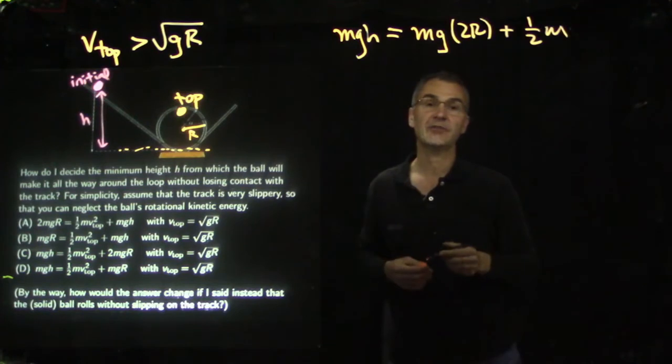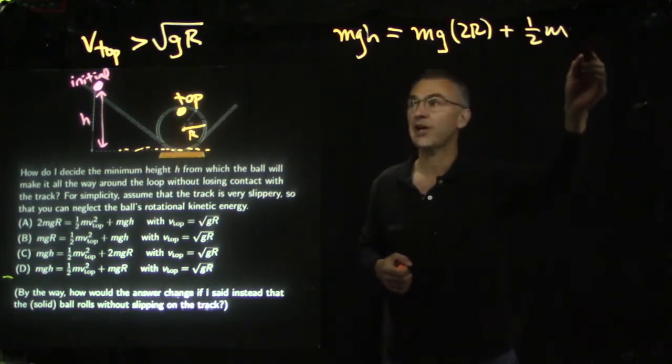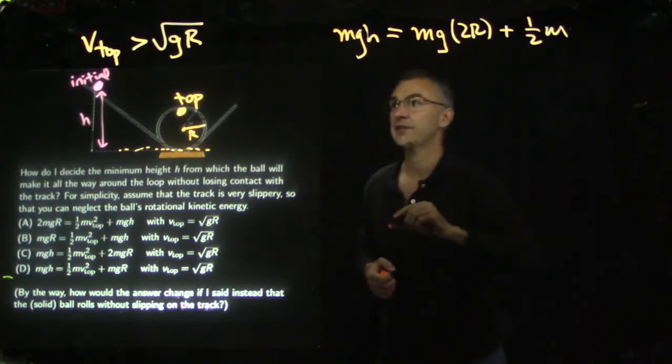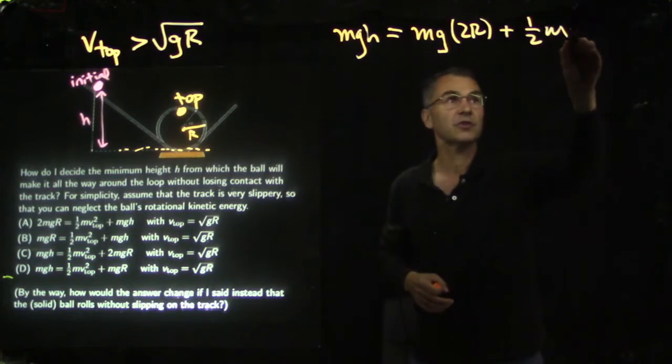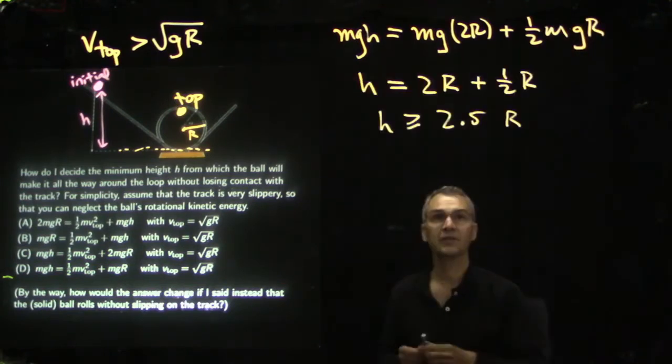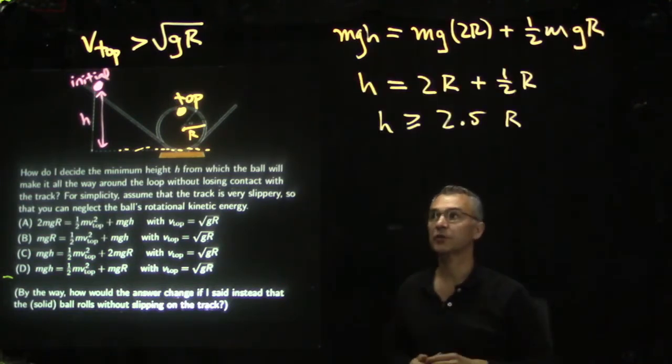It has to be at least v top squared, so the minimum possible kinetic energy is 1/2 m v top squared, with v top equals the square root of gr, so v top squared equals gr. So v squared is gr. It seems like the minimum height from which we can release the ball and have it make it all the way around the loop-de-loop is 2.5 r.